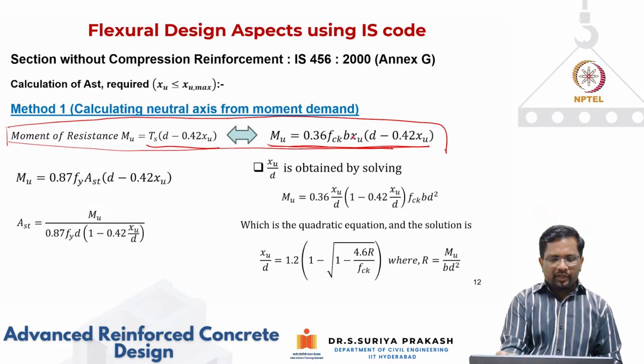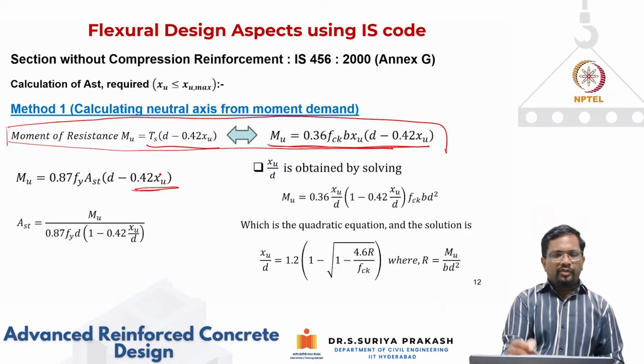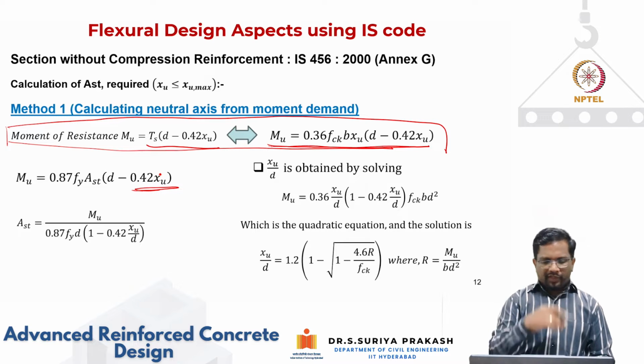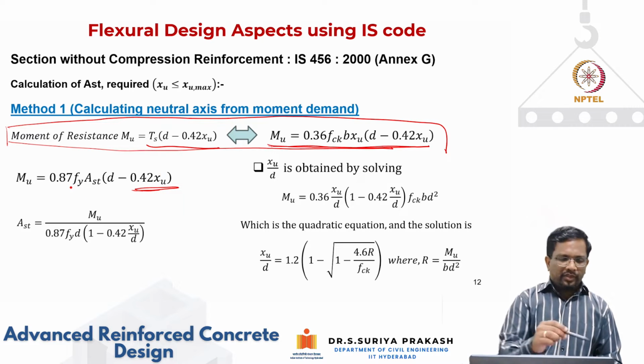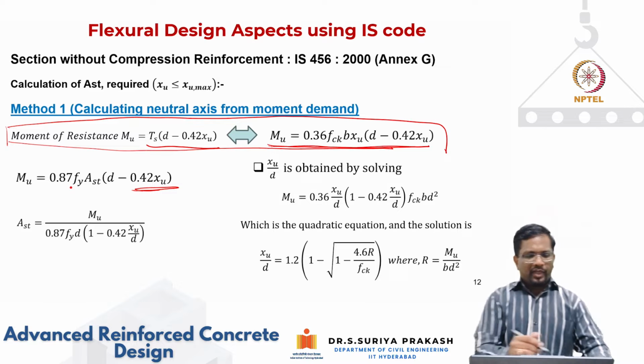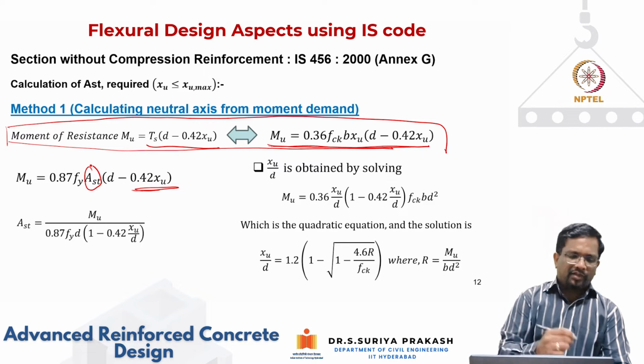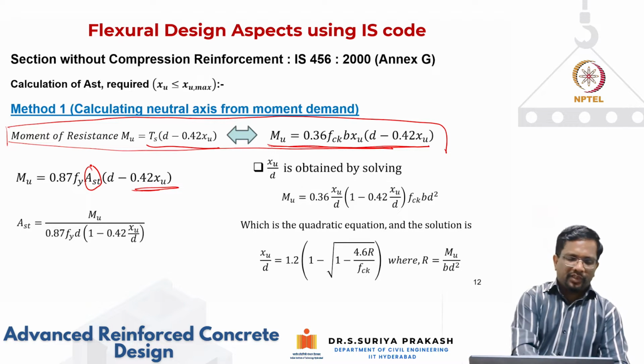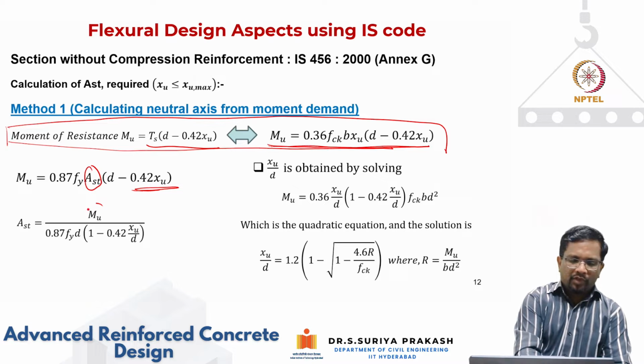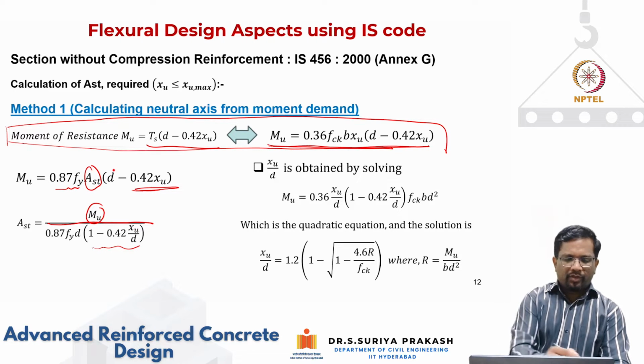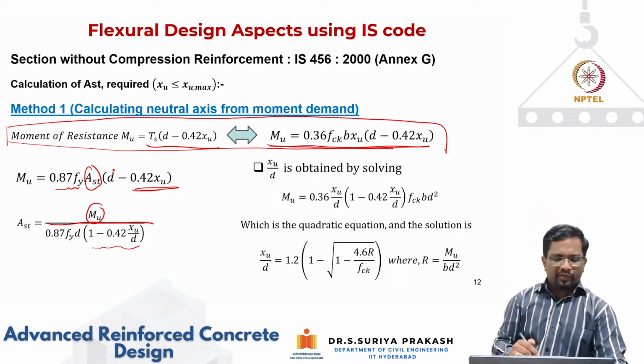Now let's say I am looking at moment resistance only from the tension side, by taking the tension force. It is going to be this. Now Ast is what I'm interested in calculating. So how can we express Ast? Ast can be expressed in terms of the moment demand divided by 0.87 fy, and if I take the d out, it is going to be 1 minus 0.42 Xu by d.